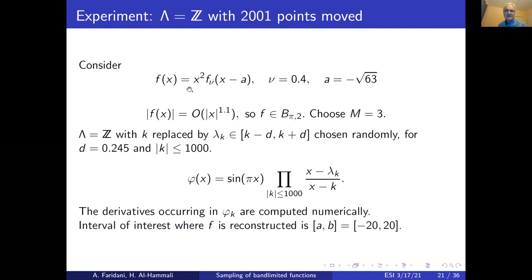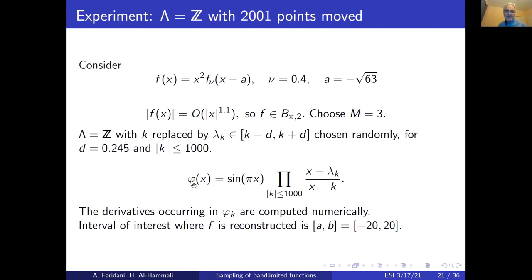We take a function that has polynomial growth, x squared times f_nu. So instead, the function now grows, and nu is now positive, like x to the 1.1. So we have a function in B_{\pi}^{2}. We could take M equals 3. Maybe my experiment has more cases, so let's wait with that. The sampling set is the integers, but we replace the integers between minus 1,000 and 1,000 by perturbations, by moving them randomly by an amount of at most 0.245, which is a little less than a quarter.